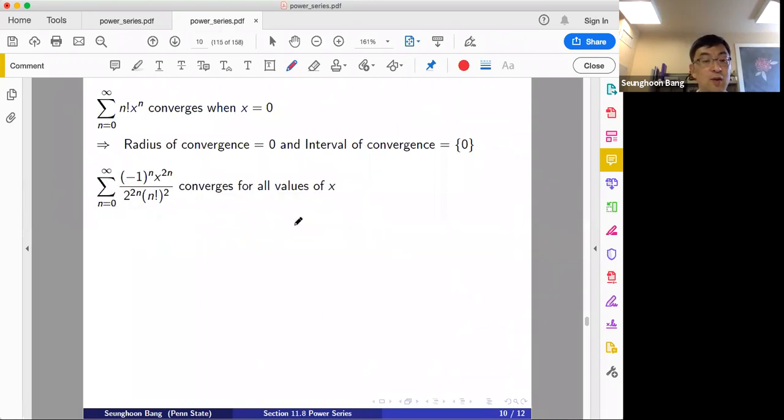The next one, the third example, converges for all values of x. What's the radius of convergence? Could you write your answer? What's the radius of convergence of this example? Do you know the radius of convergence? Not 3, but here.